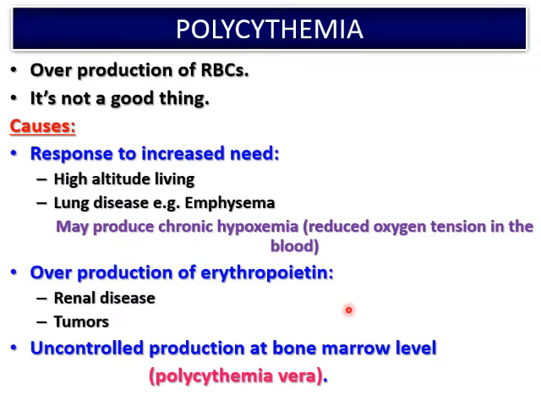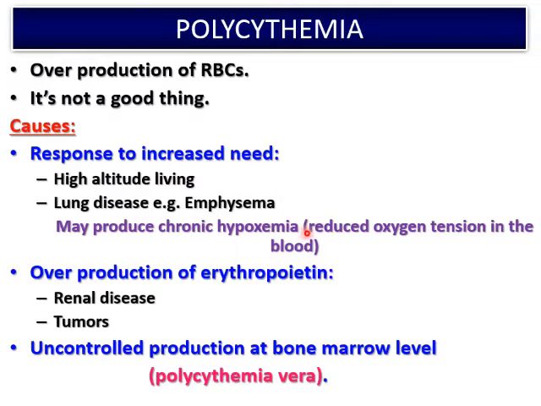You know that at high altitude places we have a decrease in oxygen tension in the blood. Also emphysema produces hypoxia. So the bone marrow starts to compensate for this hypoxia, the decreased oxygen tension in the blood, by increased production of red blood cells. And this leads to polycythemia.